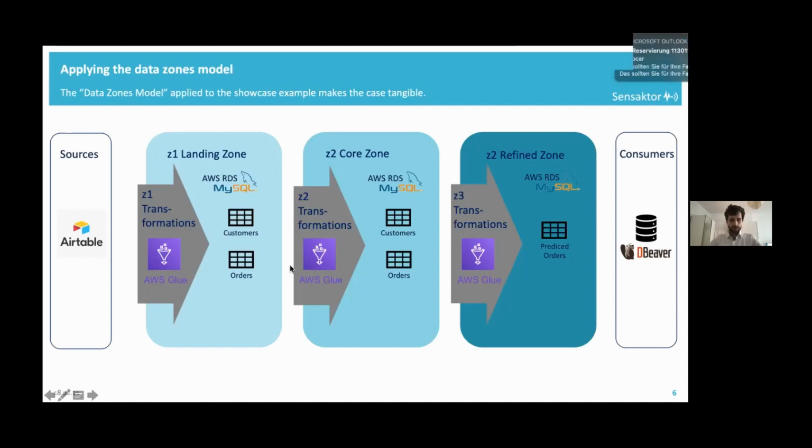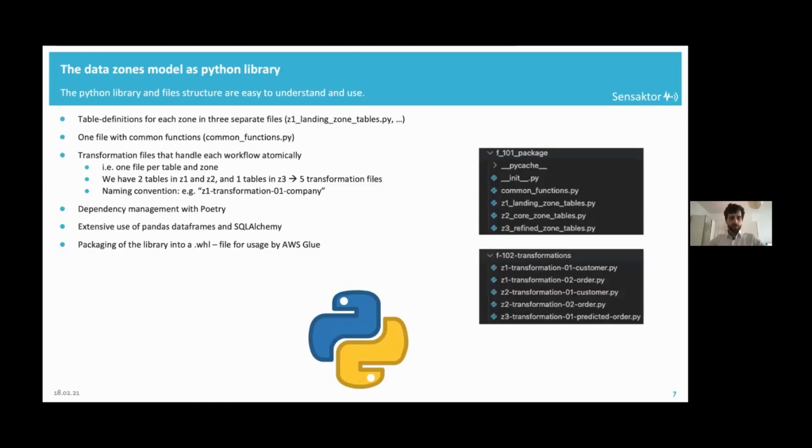I've talked about AWS Glue here, that these Glue transformations are being done. So how are they done? They are implemented in Python. These Python scripts are then incorporated by Glue. But how do the Python scripts translate to the data zones model? This is shown here. The Python library is easy to understand and easy to use because it adheres directly to the data zones model.